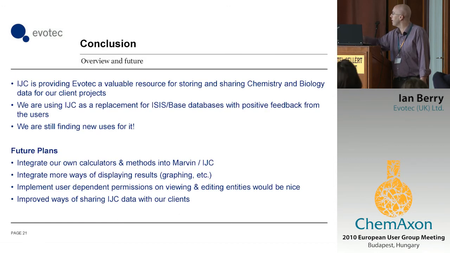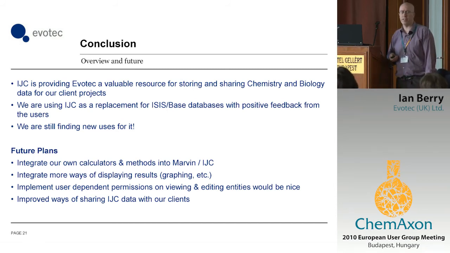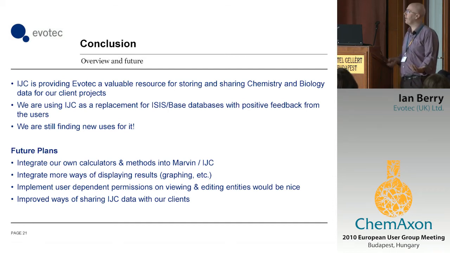And that's roughly it. So the few conclusion points that I have is that IJC for us is really good. It's giving us a good way of getting rid of ISIS, which is quite nice. And we're also using it in new ways all the time to store and share both our chemistry and our biology data, which is making people talk to each other a bit better between chemistry and biology, which is always nice. But also it's good for the client because they can see that we've got all the data in one place.